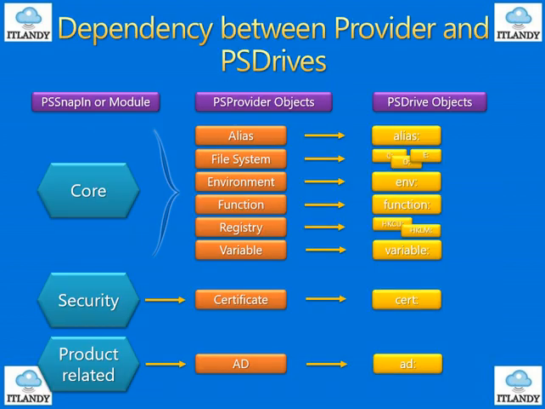Dependency: PS snap-in or module, core, security, product related. The PS provider object and PS drive object. PS provider objects: aliases, file system, environment, function, registry, variable, certificate, AD. PS drives: aliases, C D E, environment, functions, local, users or computer, reg, and cert and AD.